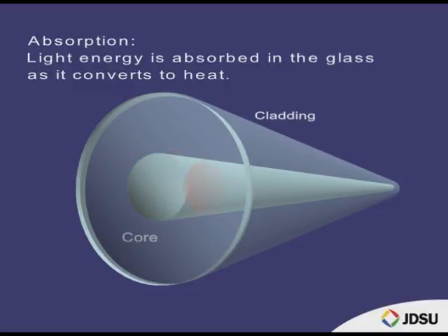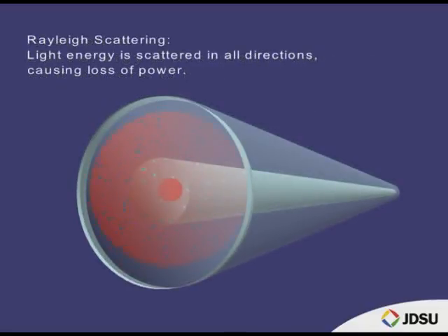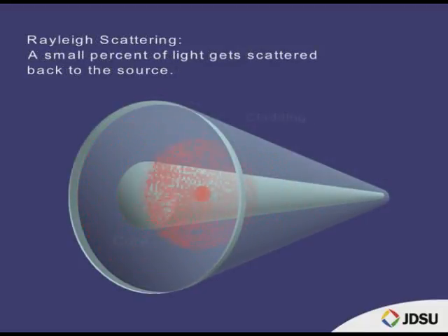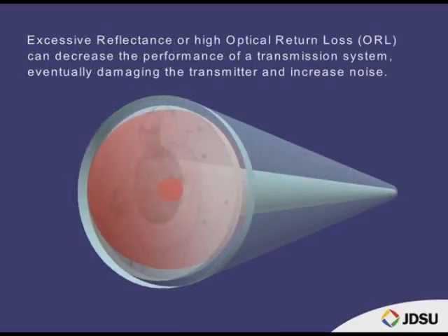Absorption. Light energy is absorbed in the glass as it converts to heat. Rayleigh scattering. Light energy is scattered in all directions, causing loss of power. Since the light is scattered in all directions, a small percentage is directed 180 degrees back to the source. This, in fact, is what an OTDR measures.